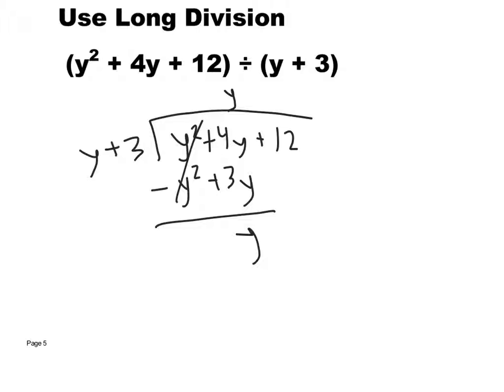And then just like long division, what do we always do? We always drop down the next number. So we're going to drop down plus 12.